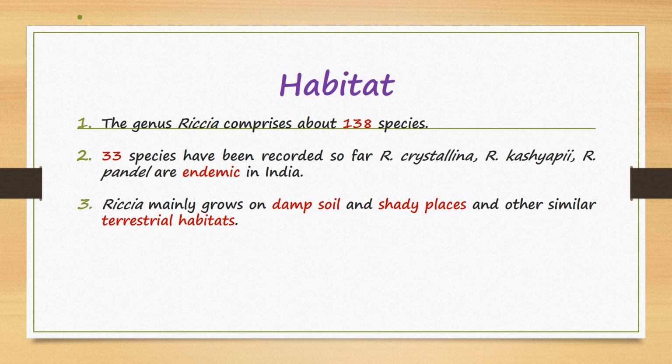Of this, the common species are Riccia discolor, Riccia crystallina, Riccia pathankotensis, Riccia melanospora, Riccia fortii and Riccia gangetica. Out of this, Riccia crystallina, Riccia cavernosa and Riccia pandei are endemic in India. Riccia mainly grows on damp soil and shady places and other similar terrestrial habitats.